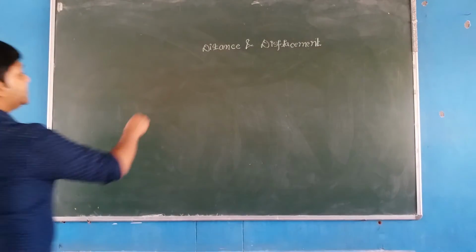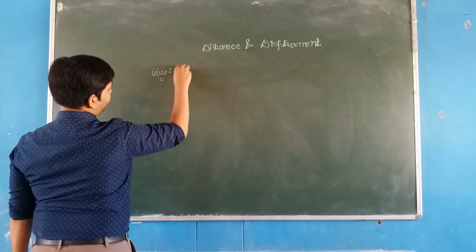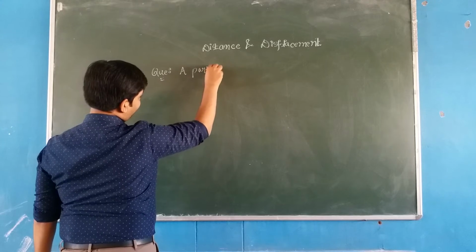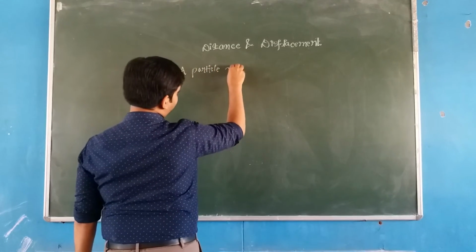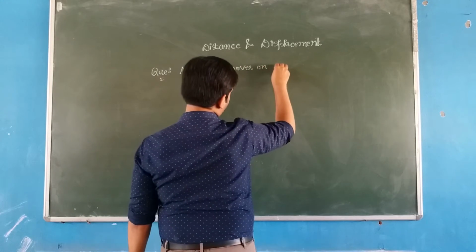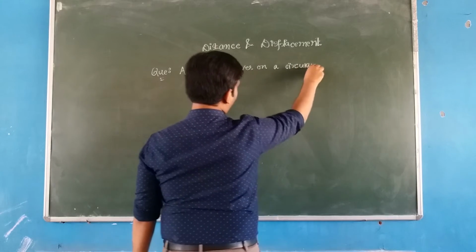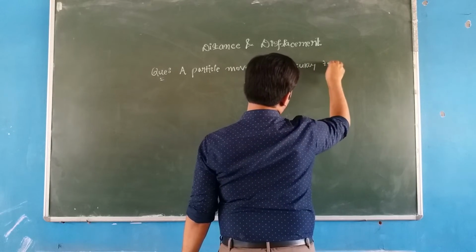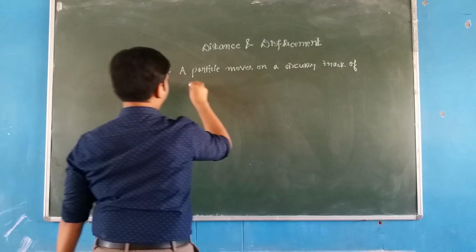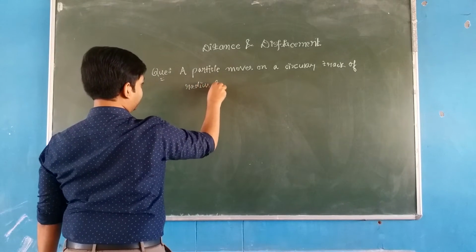So the first question says a particle moves on a circular track. A particle moves on a circular track of radius r.